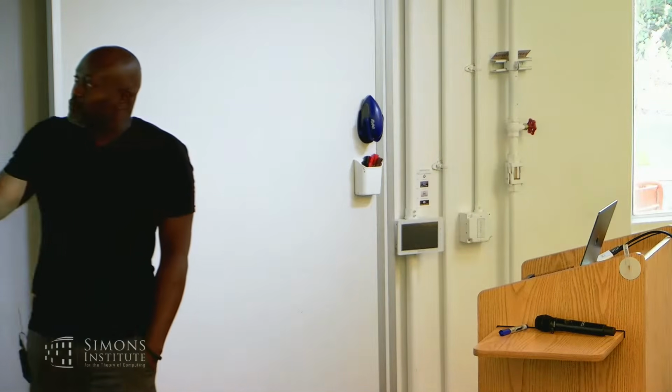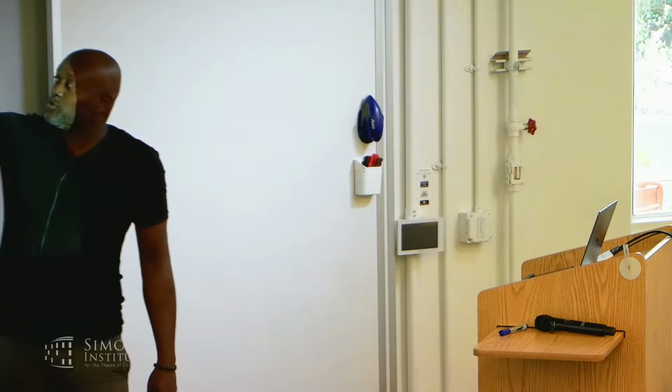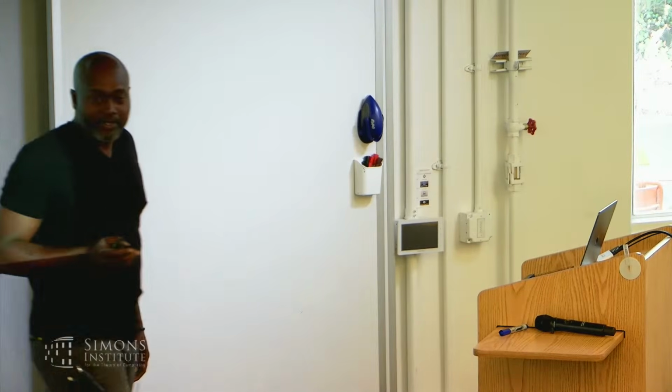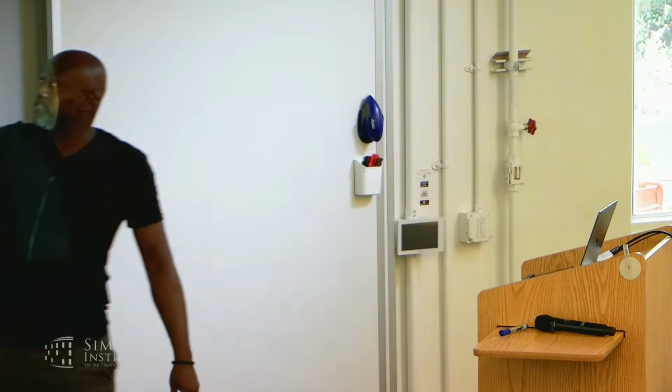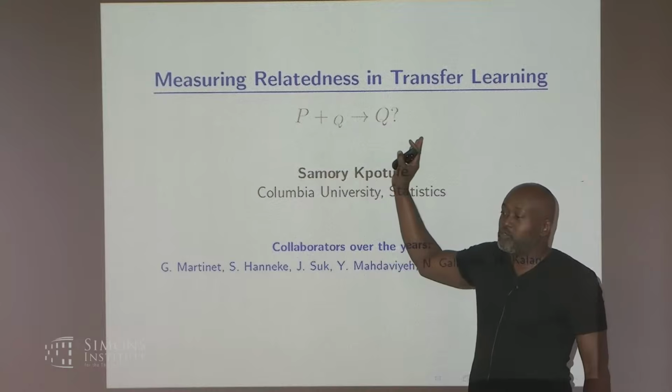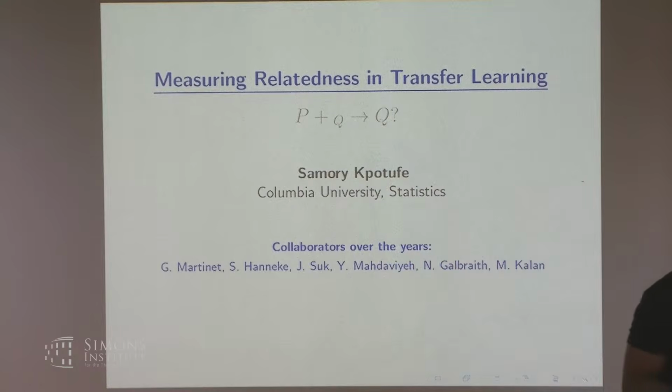That's the high-level problem. And what I'll talk about is the key element of this problem, which is how to measure the relatedness or discrepancy between P and Q, between these two distributions. What is the notion of information that P has on Q, so that so much data from P might help us do well on Q? So that's the key question.